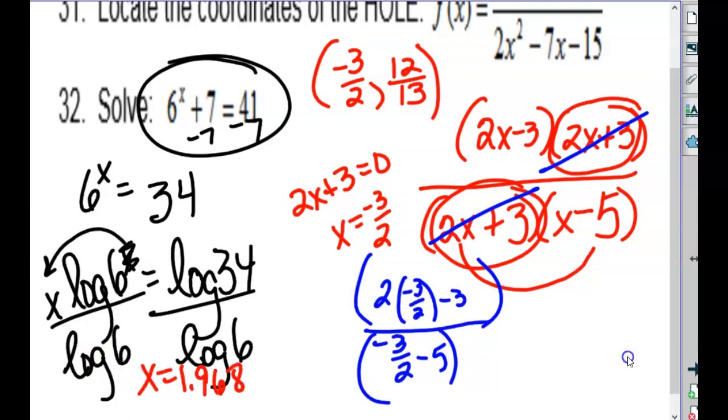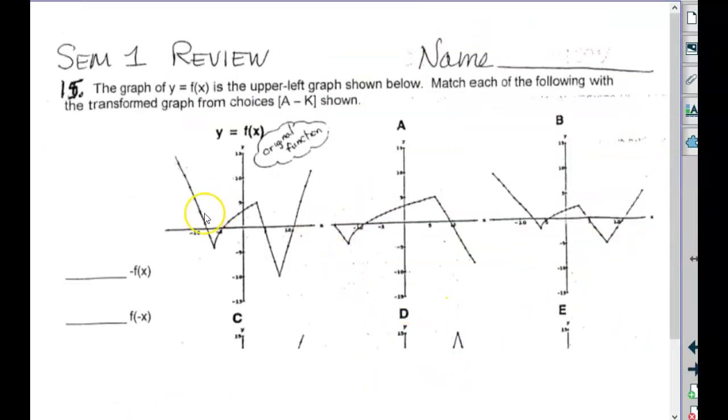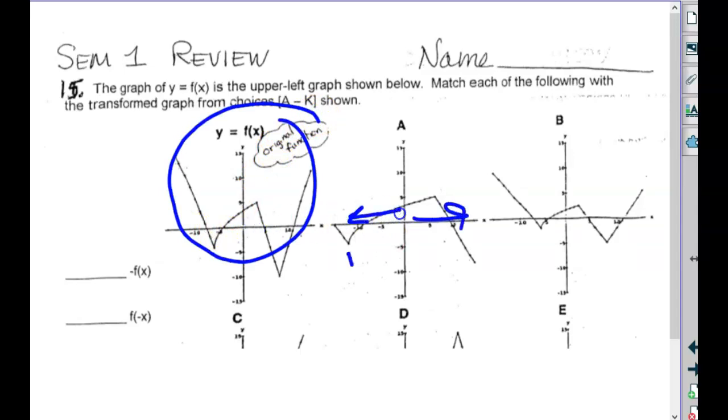All right, then we have all these lovelies. This is the original function. So this changed this way, horizontal stretch.